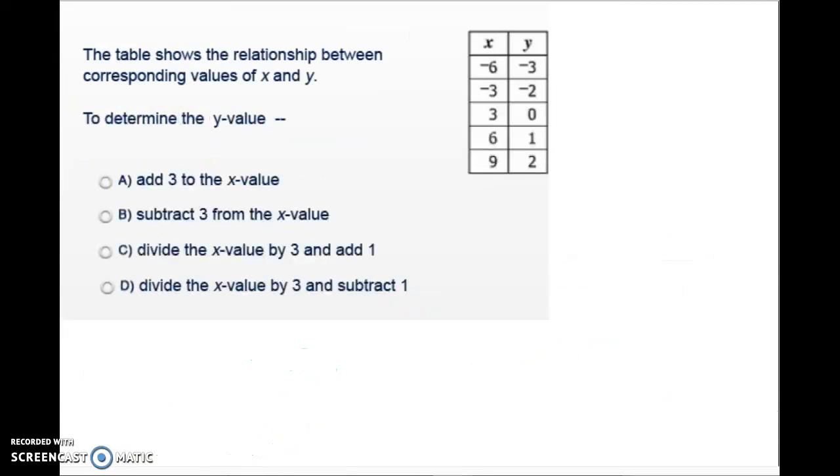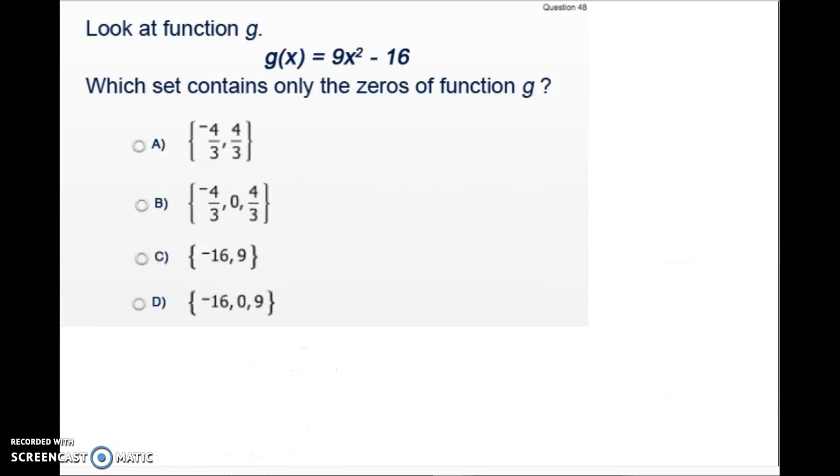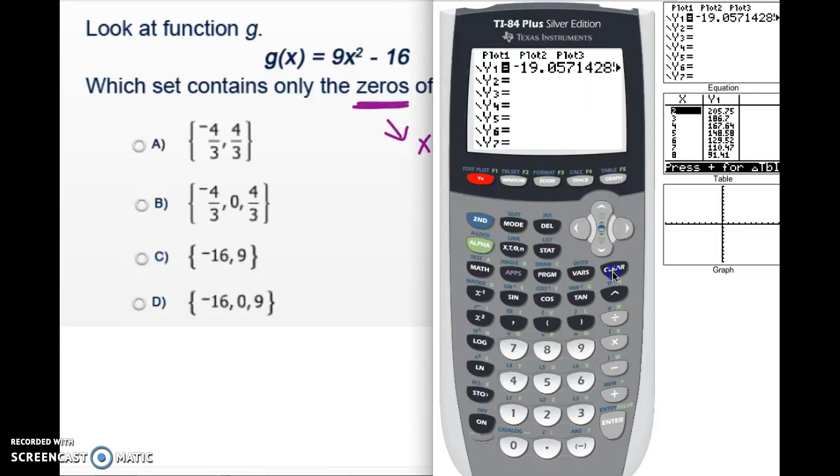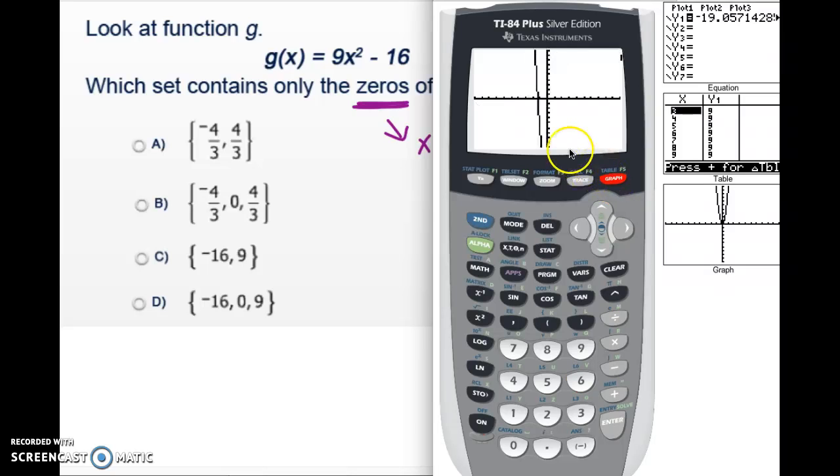Now the last one I want to go through is just this one. Look at the function and find the zeros. Zeros mean x-intercepts. So we're going to look at that function. We're going to go to y equals, and we're going to type in a 9x squared minus 16, hit graph, and we're going to estimate here.